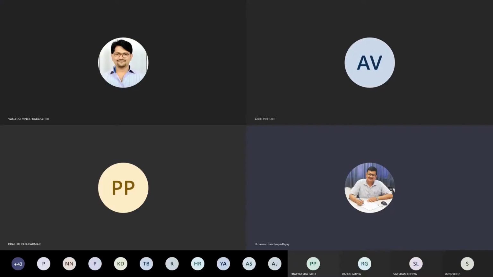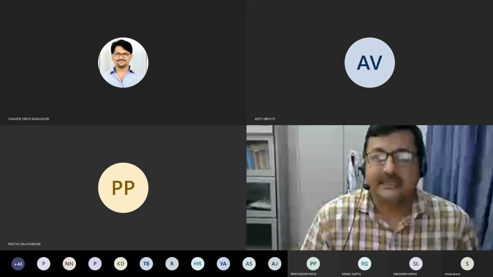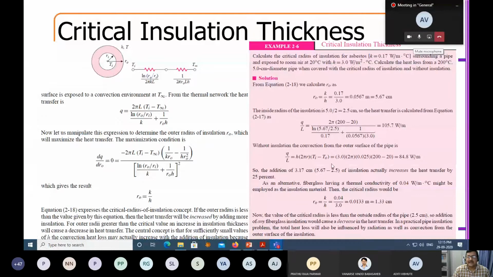This is critical insulation thickness. I just like to start with this problem because it's a very interesting problem. What does it say? Calculate the critical radius of insulation. Essentially, what am I doing?